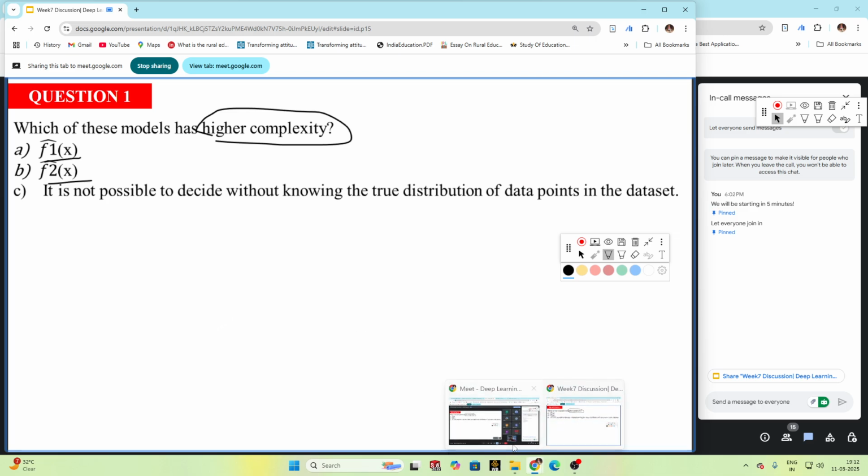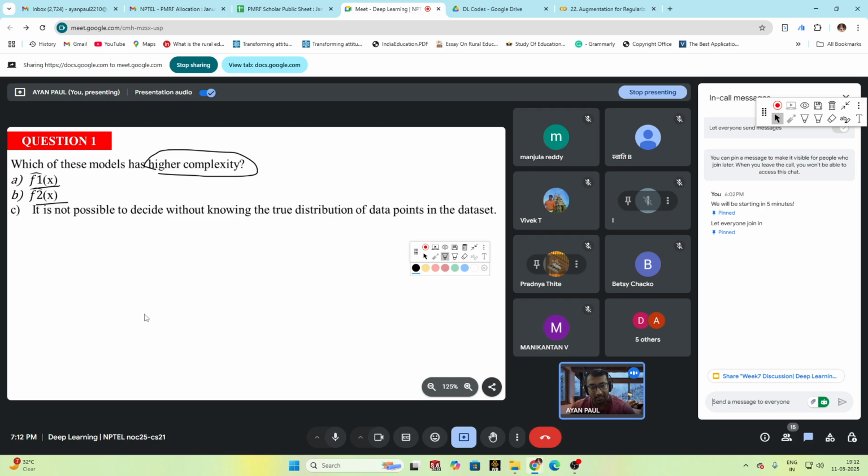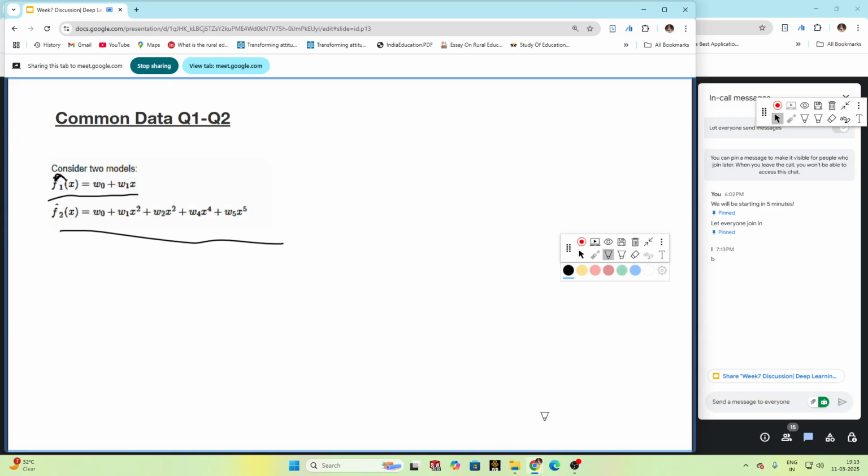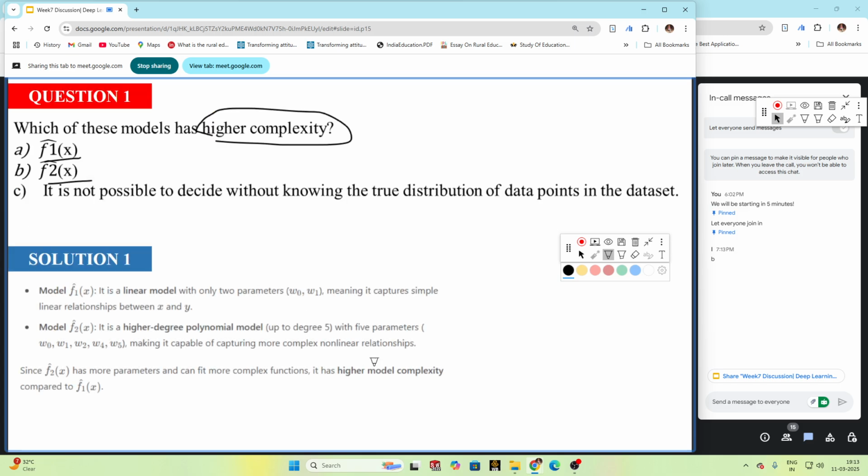Any guesses for this? I hope it is clear. I think B is the answer. Yes, exactly, B. Why B? Because it has more parameters. For the first model we have only two parameters, w0 and w1. For f2 predicted x, we have 1 2 3 4 5, five parameters. So the f2 model has more parameters than the f1 model, so the f2 model is more complex than the f1 model. So option B is the right answer. I think this is clear to all of you.